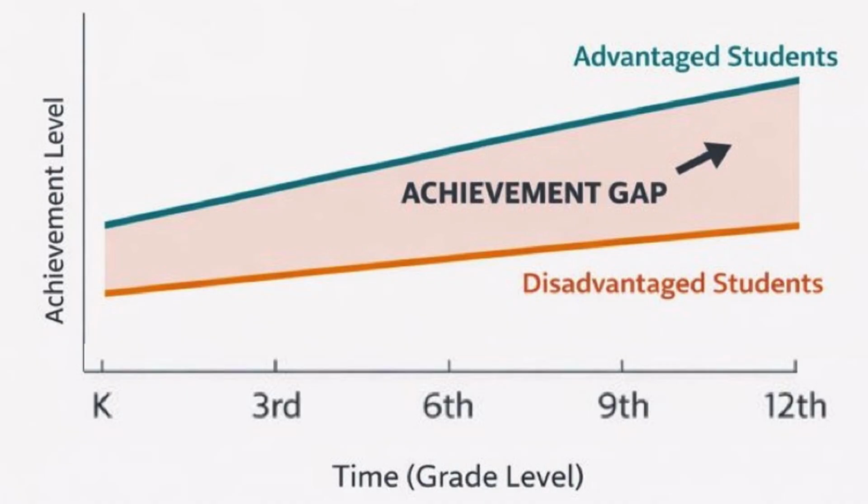Achievement gaps in education are not new. Students from lower income backgrounds, students of color, and students with learning differences often fall further behind as time goes on. By middle school, it's not uncommon for the gap to be 2 or 3 years of learning. By high school, some students have given up entirely.